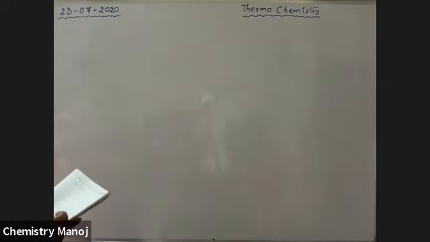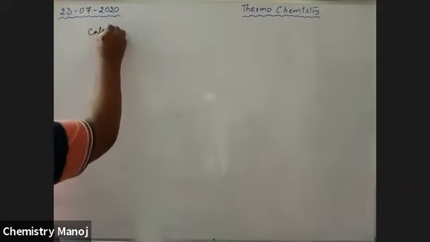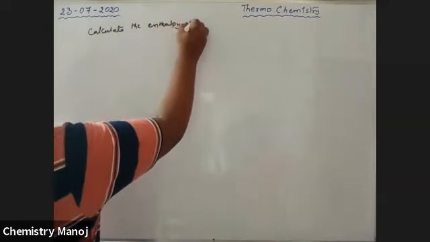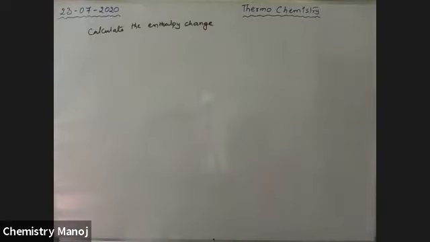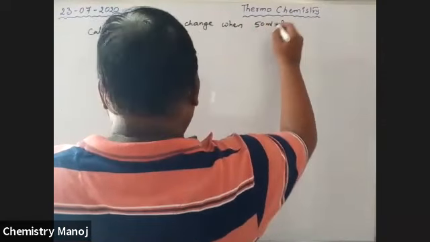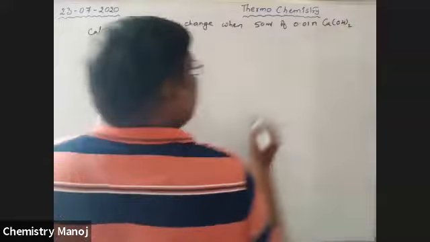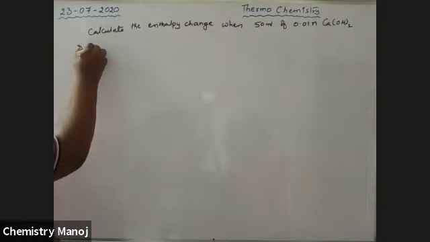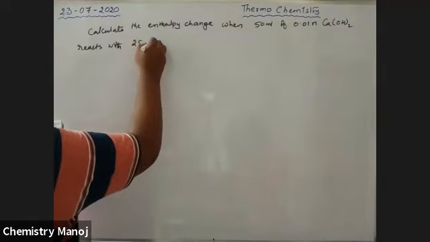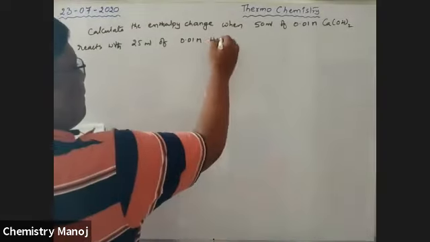Next one. Calculate the enthalpy change when 50 ml of 0.01 M calcium hydroxide reacts with 25 ml of 0.05 M HCl.